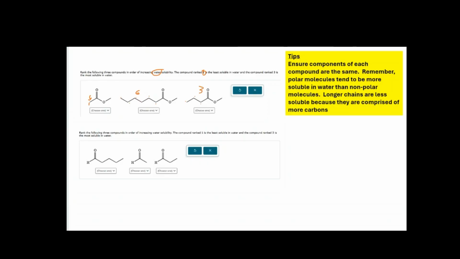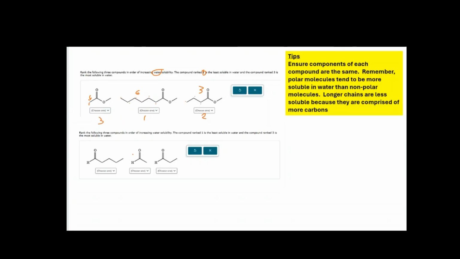So that's a telltale sign. Right now the least soluble is going to be this one because of the 6 carbon chain. So I'm going to put a 1 right here, and number 2 is going to be this one because it has more carbons, and then the most soluble one in water is going to be this one right here.